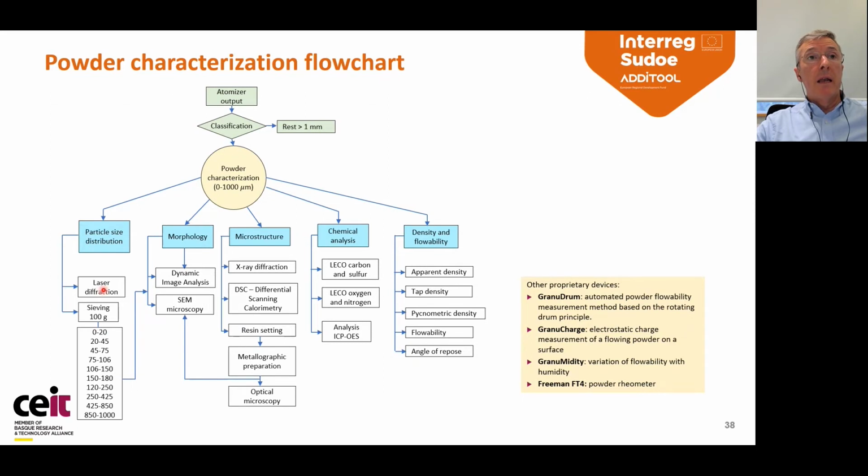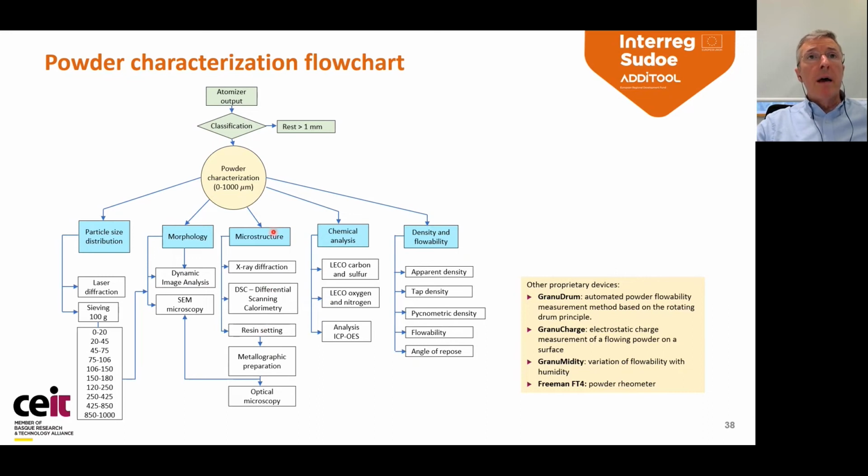You can do this by laser diffraction or by sieving and separating in different fractions, like, for instance, these fractions. We also do morphology analysis using dynamic image analysis, if you have a machine that does this, or you can also use scanning electron microscopy to actually see what your powder looks like. You do microstructure using X-ray diffraction or differential scanning calorimetry.